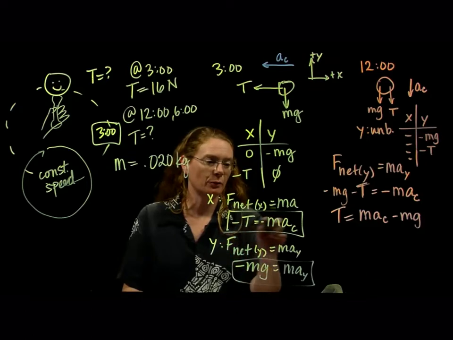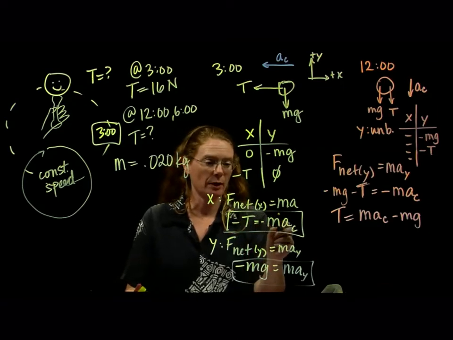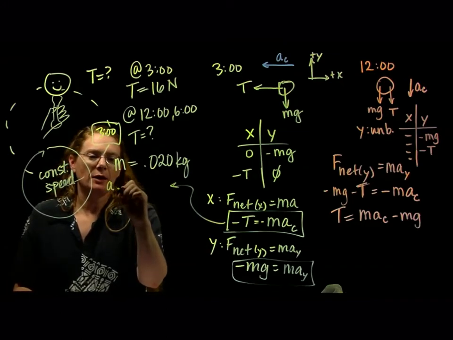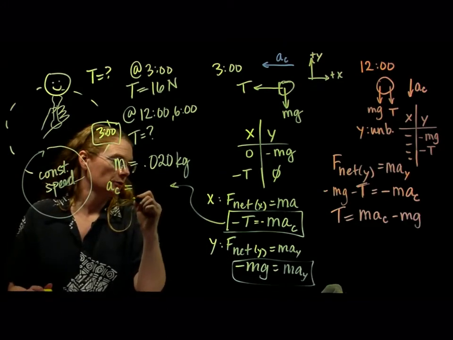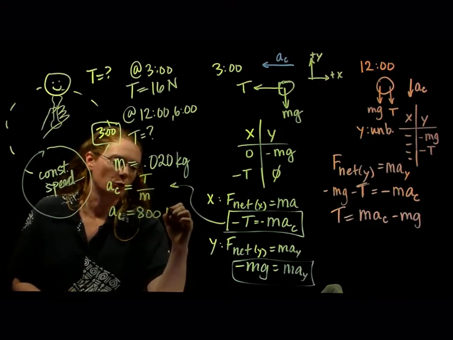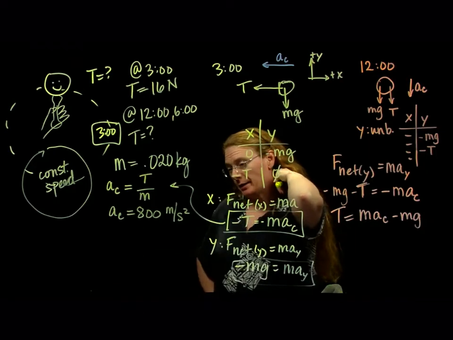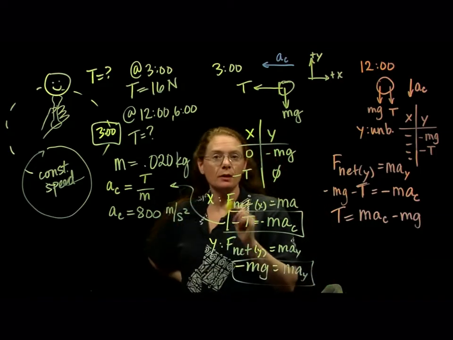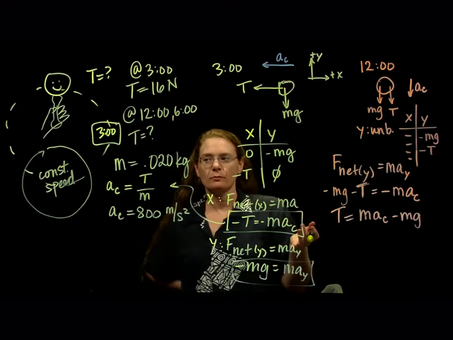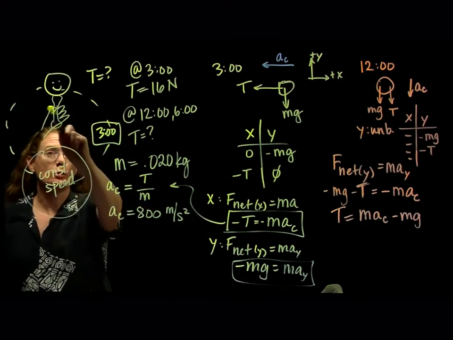So can I use this information to figure out what the centripetal acceleration is? Well, sure. I know what the tension is at this point. I know the mass. So that's why I'm saying this one is mathematically a little bit easier. So the centripetal acceleration is tension divided by mass. That gives me a huge number, 800 meters per second squared. Wow. Okay, now that is the centripetal acceleration at the 3 o'clock point. Is that constant all the way around the circle? Well, we know we have a constant speed, and we're assuming we have a constant radius.